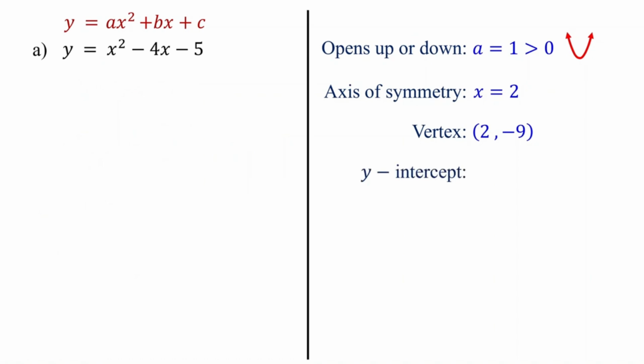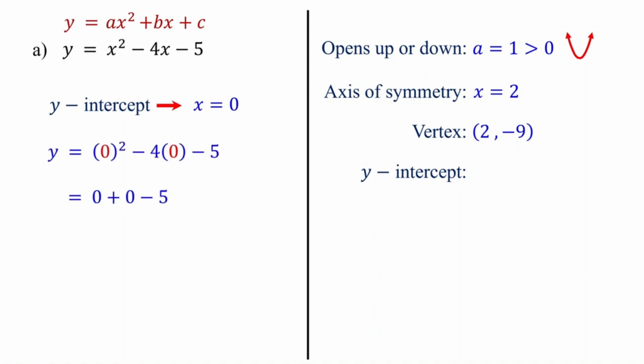Next, find the y-intercept. The y-intercept occurs when x equals 0. So, set x to 0 and solve for y. This simplifies to negative 5. Therefore, the y-intercept is the point 0, negative 5.